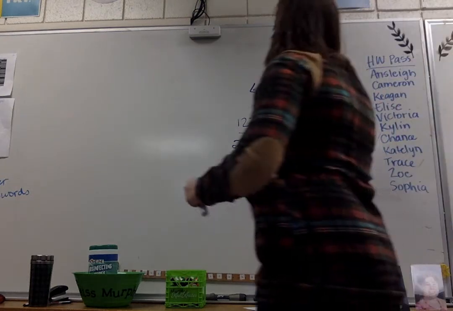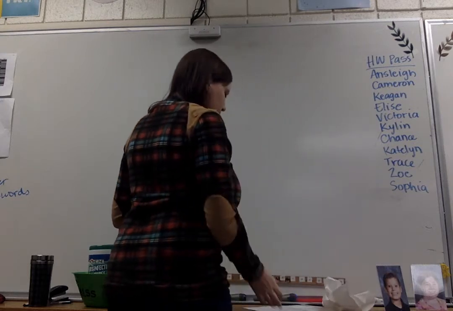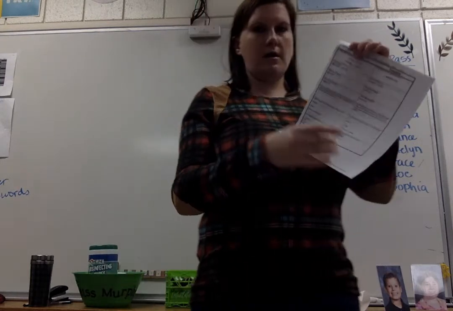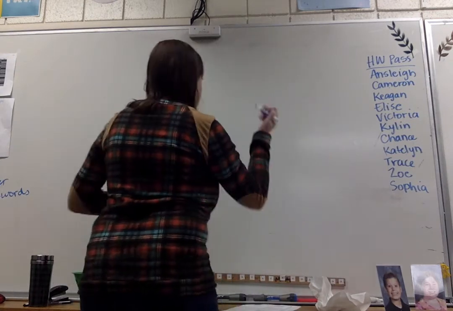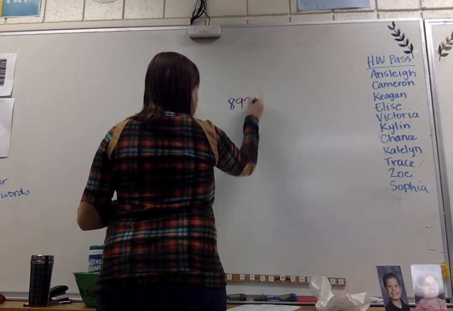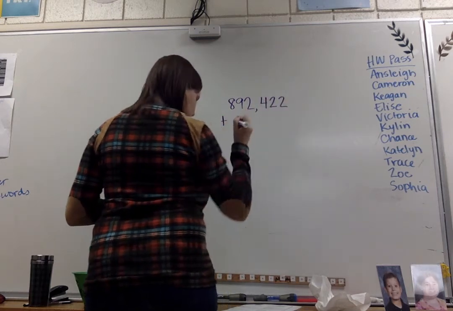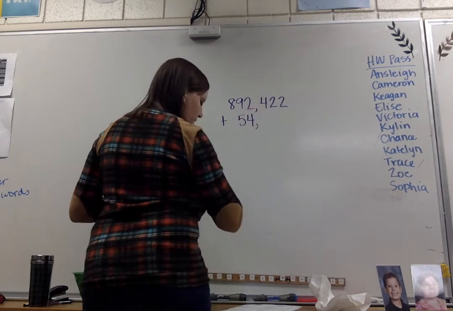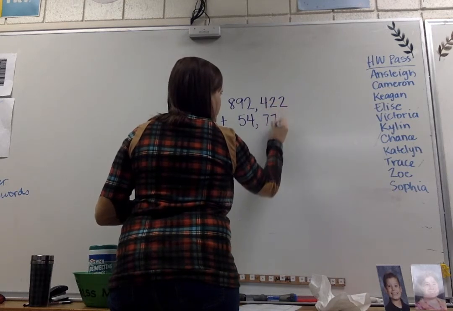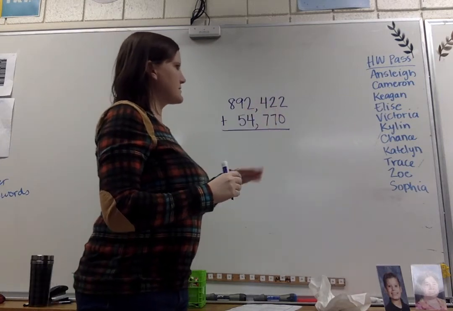Okay. Our next question. Find the sum. Now on your paper, on your computer, it has it side to side. We don't want to add things side to side. We want to do it straight up and down. So we have 892,422 plus, so we want to make sure we line up the commas in the number, and that will help us line up our place values as well. So I have it all nice and lined up.